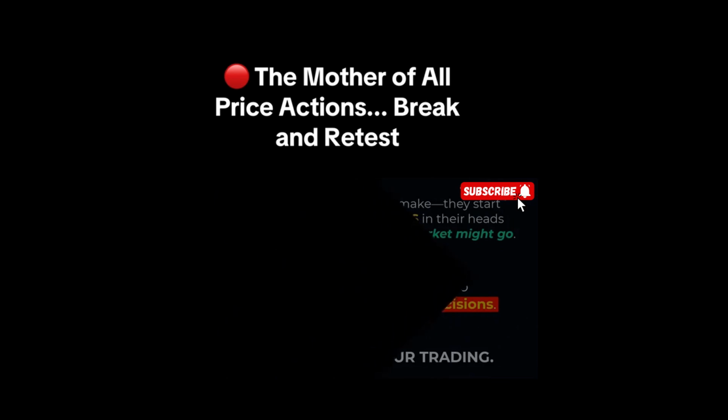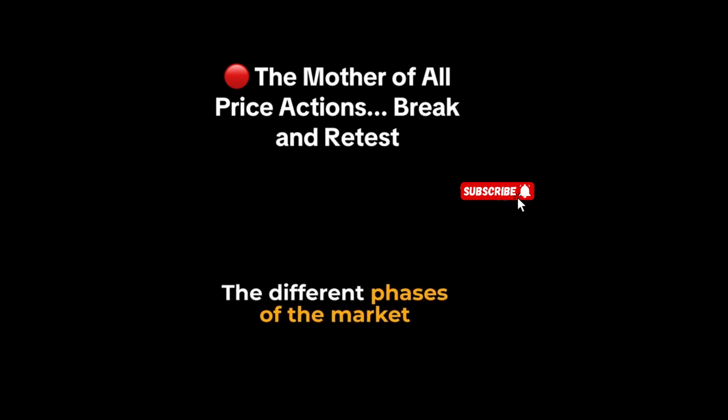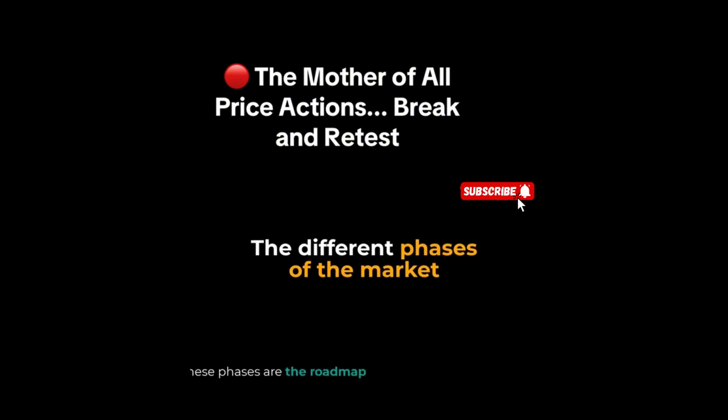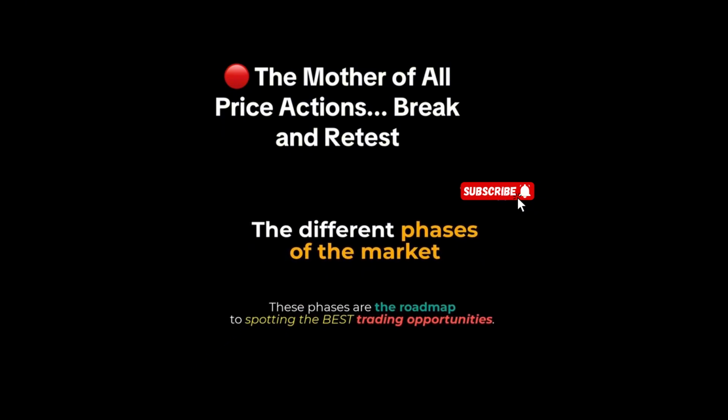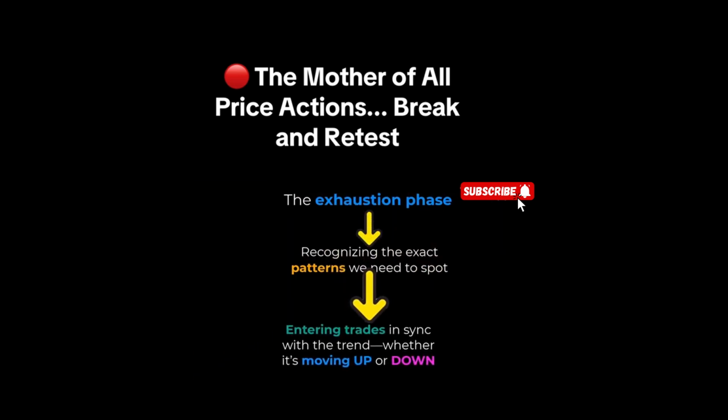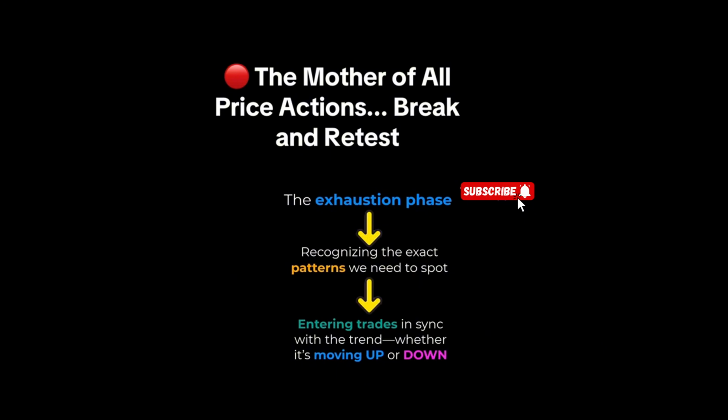The next big thing you absolutely need to understand is the different phases of the market. Why? Because these phases are the roadmap to spotting the best trading opportunities. So here's the game plan. We're going to focus on identifying what's called the exhaustion phase, then recognizing the exact patterns we need to spot, and finally entering trades in sync with the trend, whether it's moving up or down. And when we do this, we enter what's known as the continuation phase, aka where the magic happens.